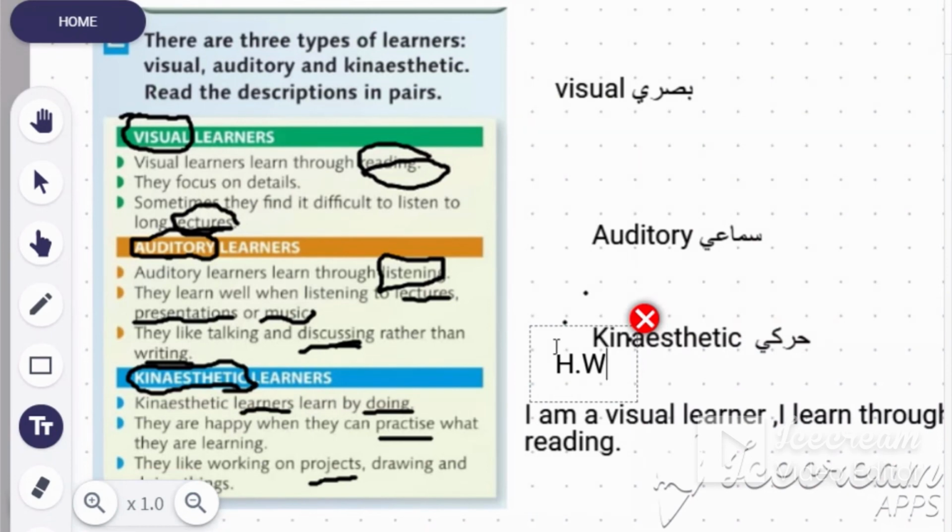Now you have two sentences to write. The first one, how do you like to study? The second one, what type of learner you are? Tell me about yourself. عنك يا مس بدك تحكي لي جملة. What type of learner? نوعك من المتعلمين. بصري, سماعي, حركي. Okay, you are a visual learner, auditory learner, or kinesthetic learner.